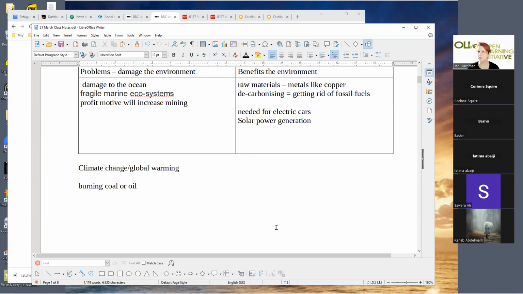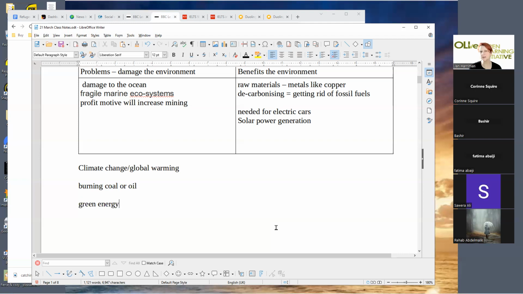So what do we refer to? What phrases would we use to describe solar power or electric cars? What are those called? We use a color to describe them. The opposite of burning coal or oil. We use a color to describe it. Green? Yes. Green energy. Right?